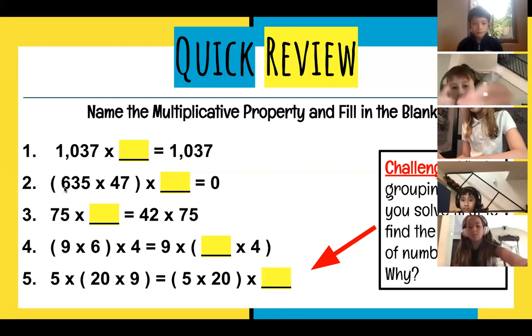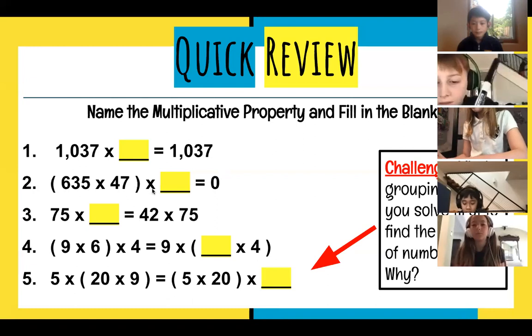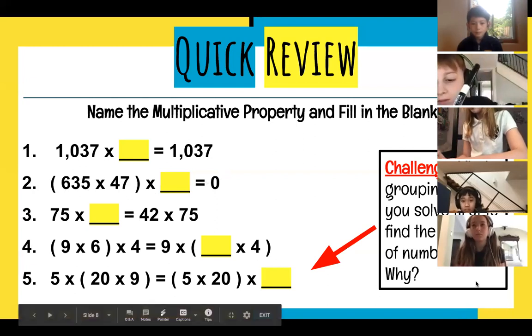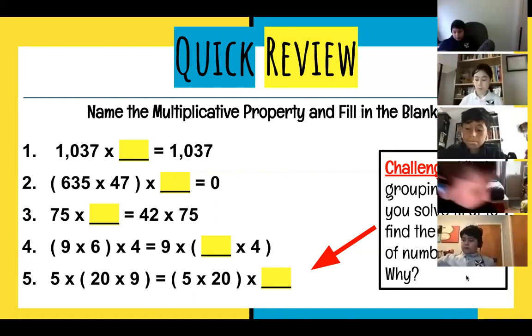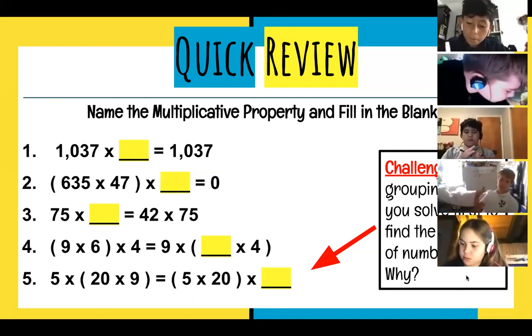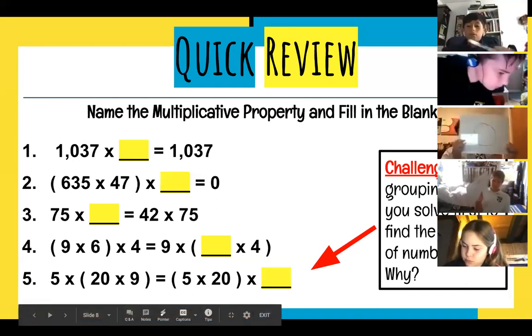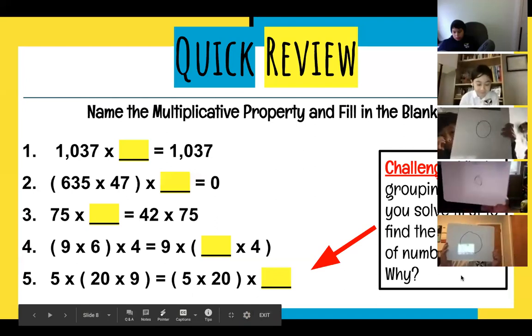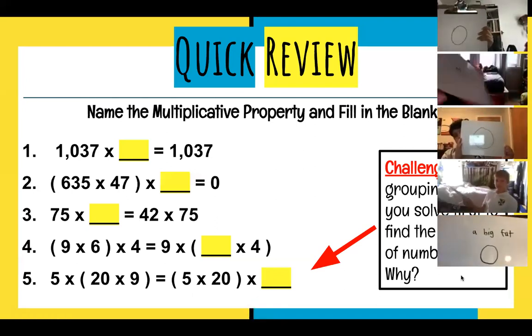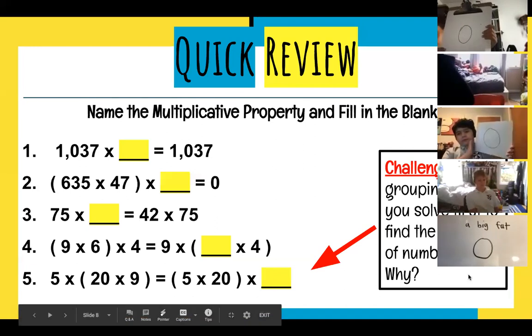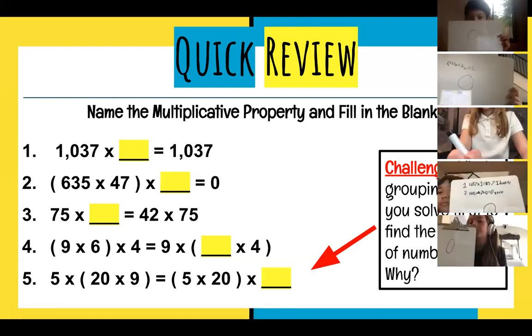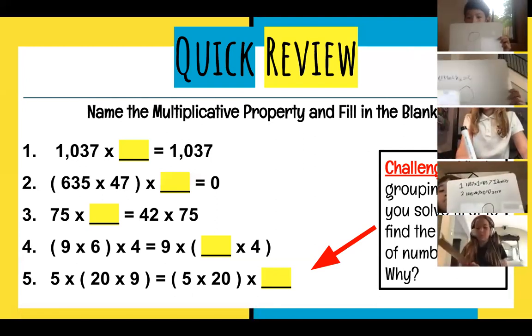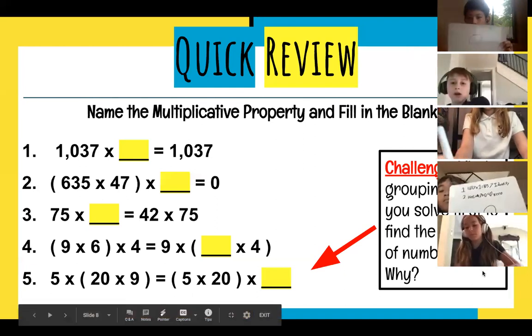The next one, 635 times 47 times what equals 0? Quickly, hold up your whiteboards. Just put the missing number. What is the missing number? I'm looking for whiteboards. I see Clarissa had it. Soren's got it. Fiona's got it. Mateo's got it. Aiden, Matthias, Maisie. Thank you, Maisie. You remembered the slide. That's right. It's 0. And I know this one is going to be complicated, but what property is that?